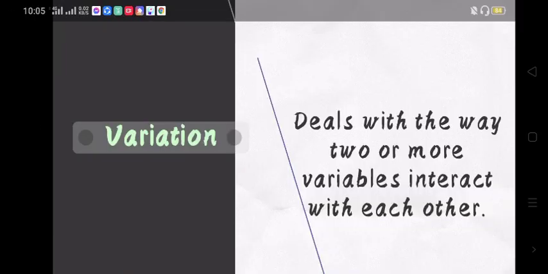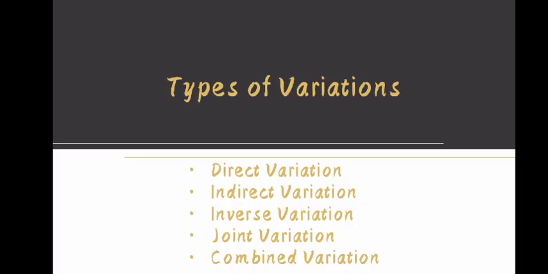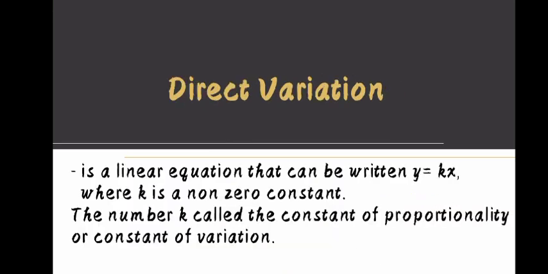Variation. Variation deals with the way two or more variables interact with each other. Types of variations: direct variation, indirect variation, inverse variation, joint variation, and combined variation.